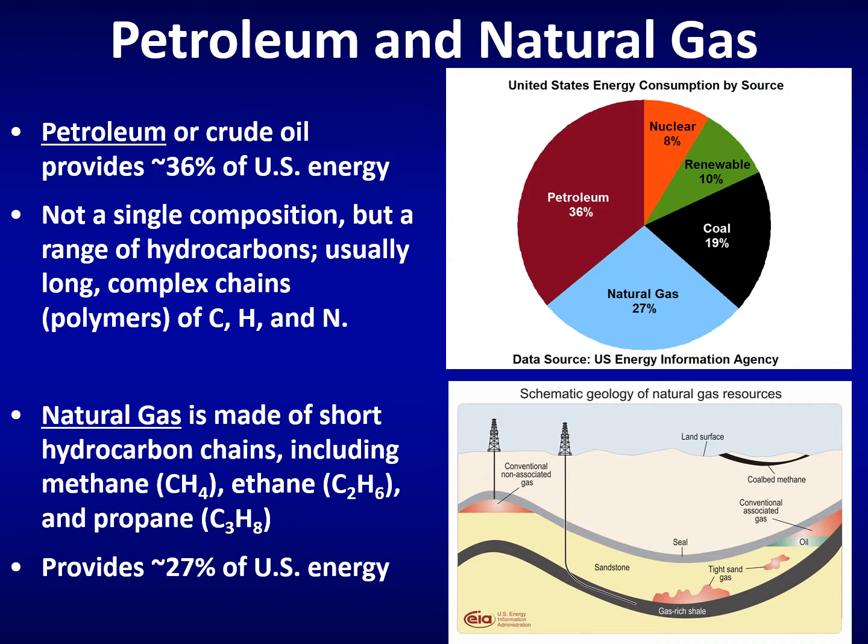Natural gas includes methane, ethane, and propane, and this provides about 27% of the U.S. energy source. You can see a little schematic of the geology of natural gas resources there, and how we see natural gas resources from specific layers under the ground that produce them.